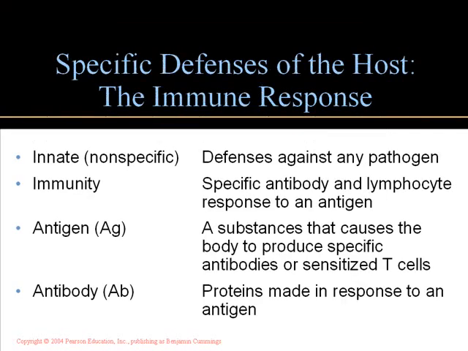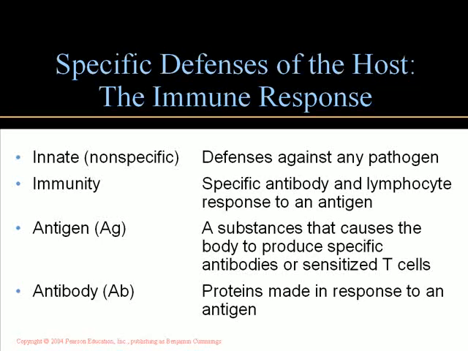So, review: innate defenses work against any pathogen. Immunity involves specific antibodies in our immune system and our lymphocytes that respond to an antigen. An antigen is a foreign invader, something that's not a part of our body. It gets into our body, and our immune system responds to it, attacks it, and tries to get rid of it. An antigen is a substance that causes the body to produce specific antibodies.